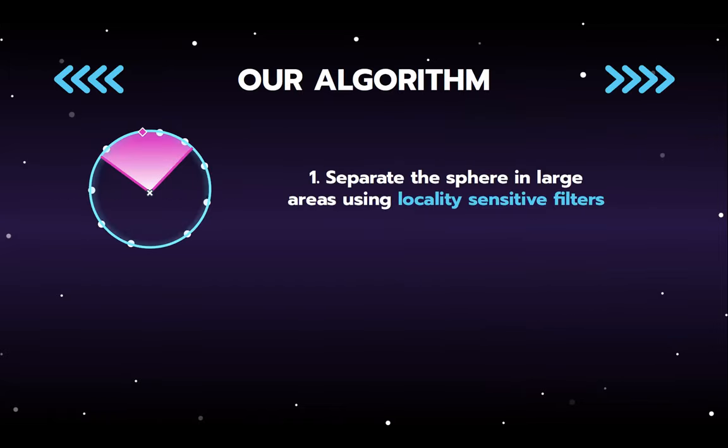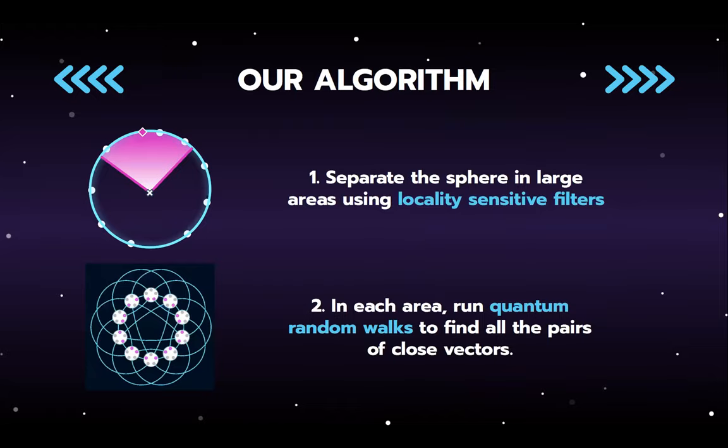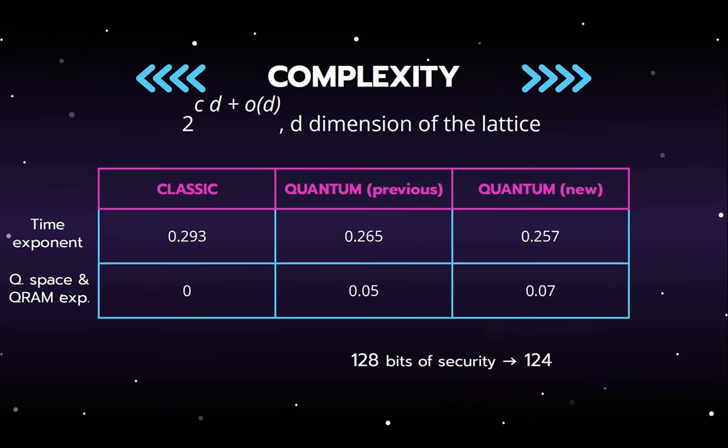Our algorithm works in two steps. First, we separate the sphere of vectors into large areas using filters. Then in each area, we run quantum random walks to find all the pairs of close vectors. And the walk uses a second layer of filtering to reduce the time complexity. This algorithm runs in exponential time, like all the other sieves. And here, for the time and quantum space exponents, we get a trade-off. By choosing the parameters in our algorithm, we can recover the complexities of the best classical algorithm and the previous best quantum algorithm. And now we have a better optimal time complexity for the sieve to solve SVP.